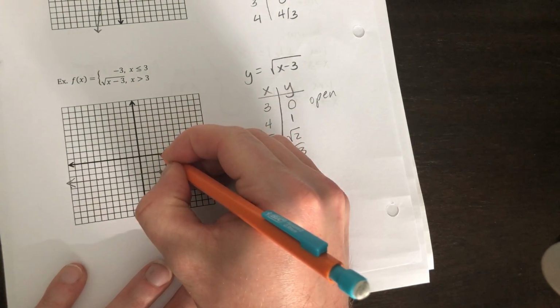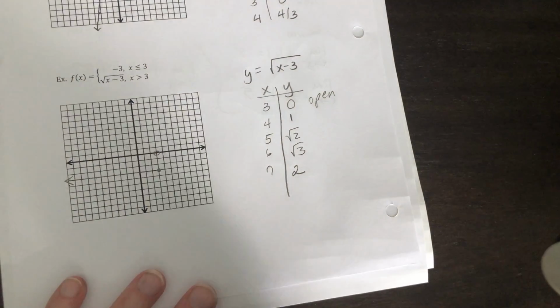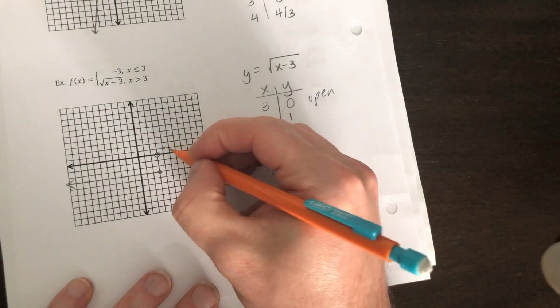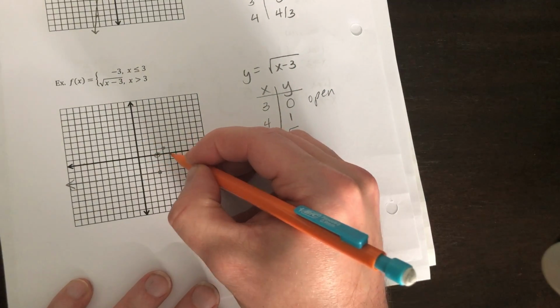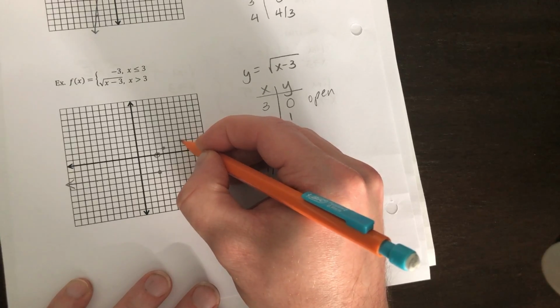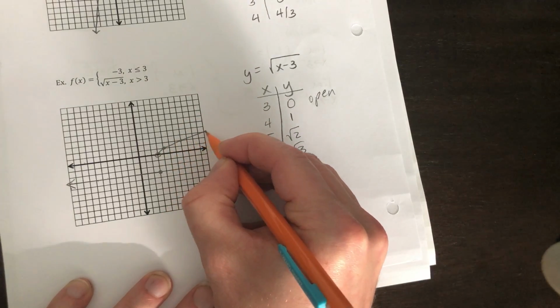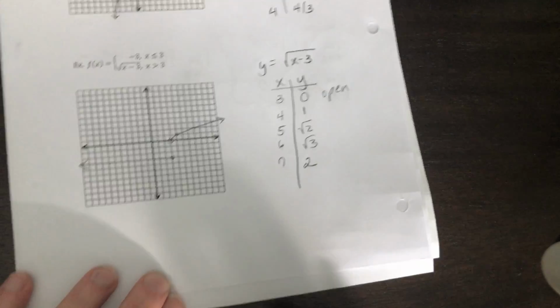So we're going to start at 3, 0. It's going to be open, 4, 1, and 7, 2. Okay, so it's going to look something like that. And that's what square root graphs should look like.